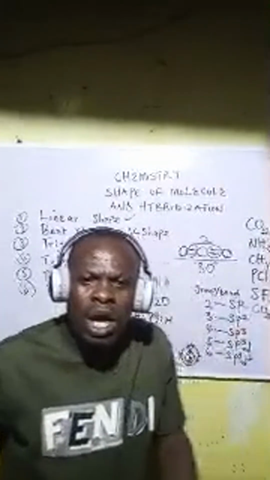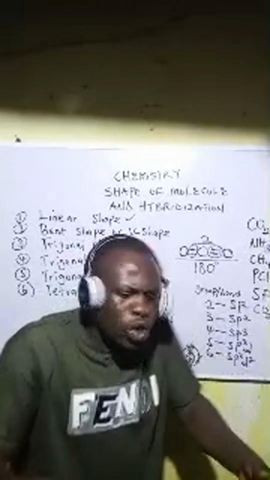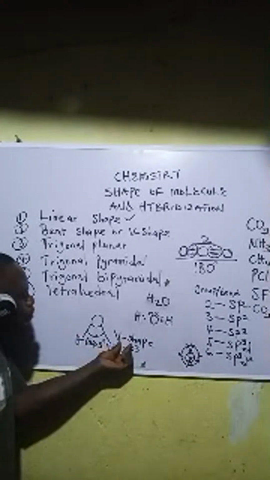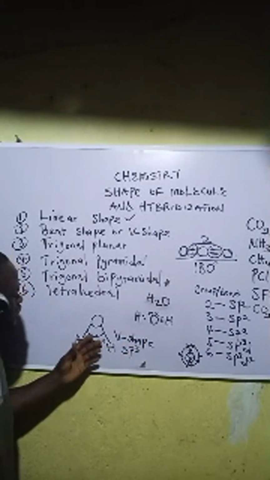To bend. There will be electron repulsion. According to VSEPR theory, there will be electron repulsion, causing this one not to stay straight. Look at it now. We call it what? Bent shape, or you call it V. If you look at how it is here, you will know that it is V. If you turn it upside down, look at it now. Let me turn it upside down.